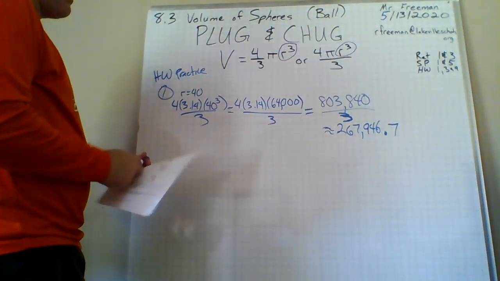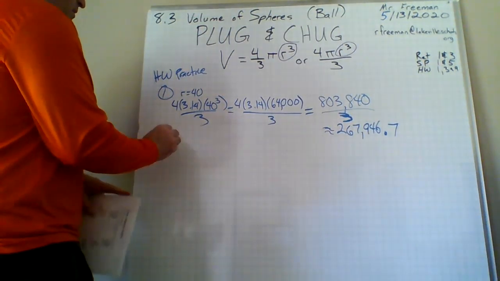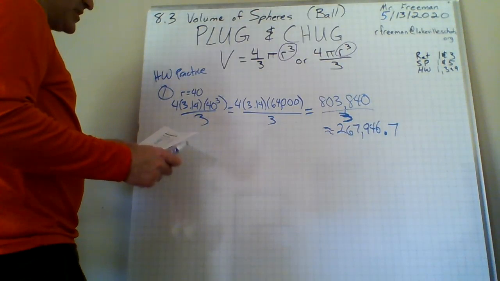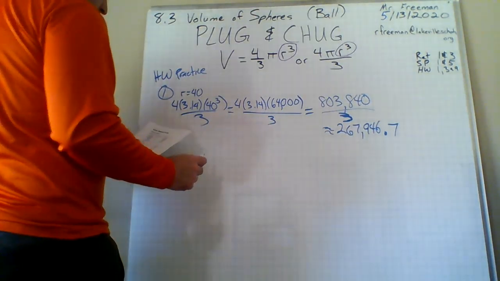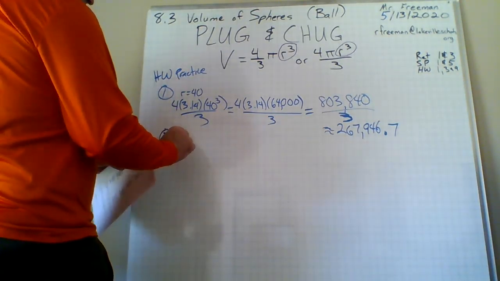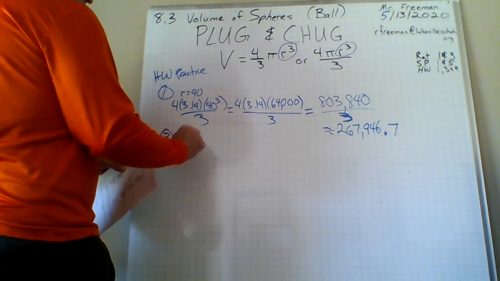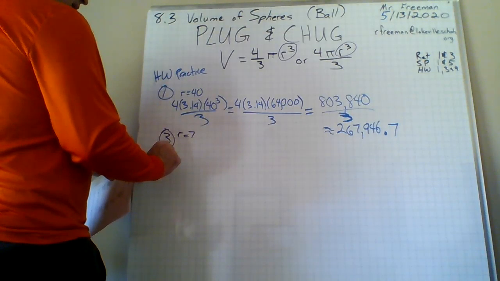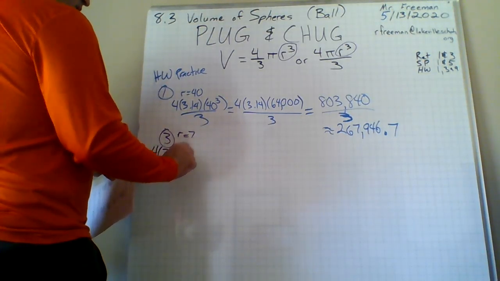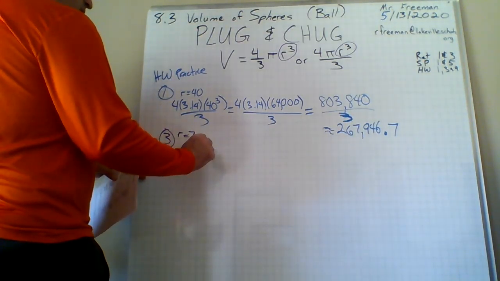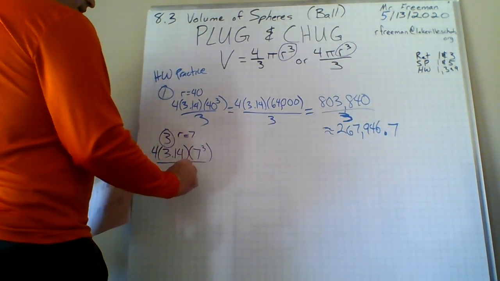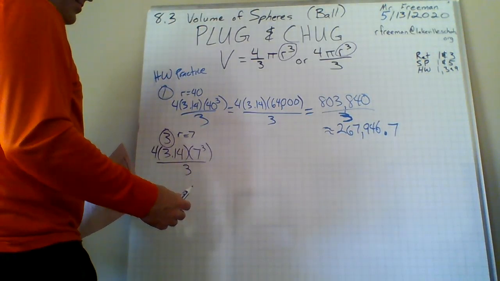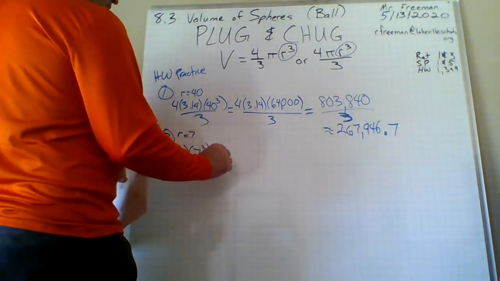Number 3 says, and this is a hemisphere one, so we got to be careful to do one more step. It gives us the radius is 7, which means if I take 4 times 3.14 times 7 cubed and divide it by 3, that's going to give us the entire sphere. At the end, we're going to divide by 2.